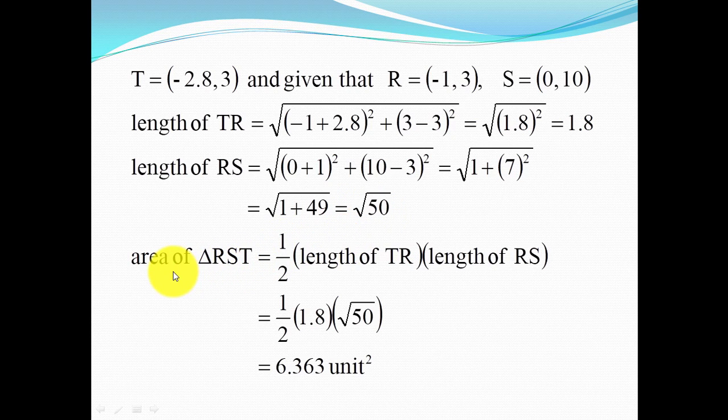Now we are able to find the area of triangle RST, with the length of TR and the length of RS. Putting these values in, we get the answer. This is our required answer.